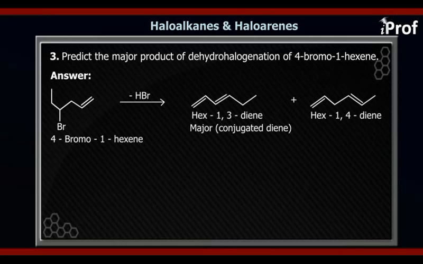Now the first product is basically a conjugated product, and the second one does not have any conjugation. That means the first product will have resonance stability, whereas the second product does not have. Therefore, we can say that the first product will be the major product and the second will be the minor product.